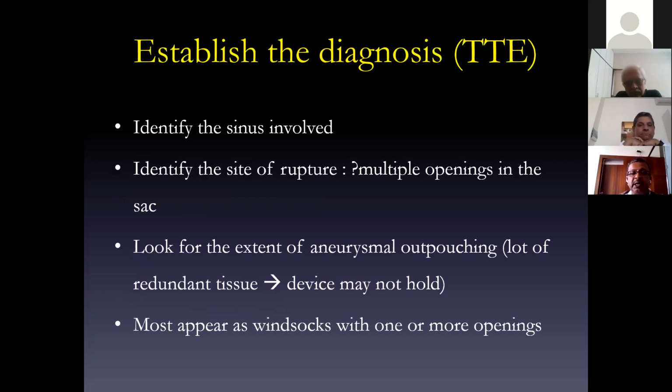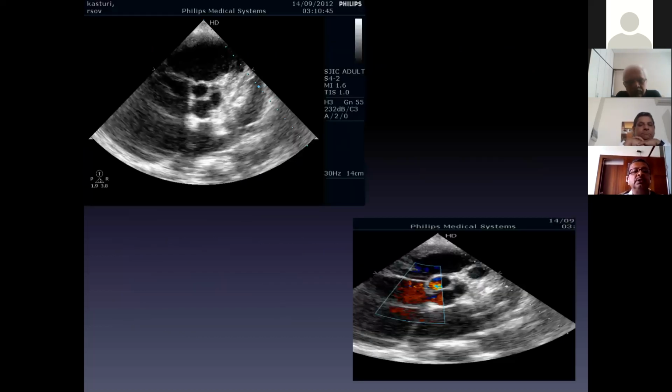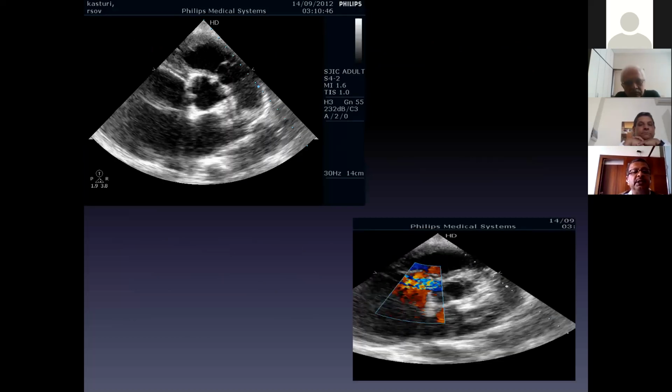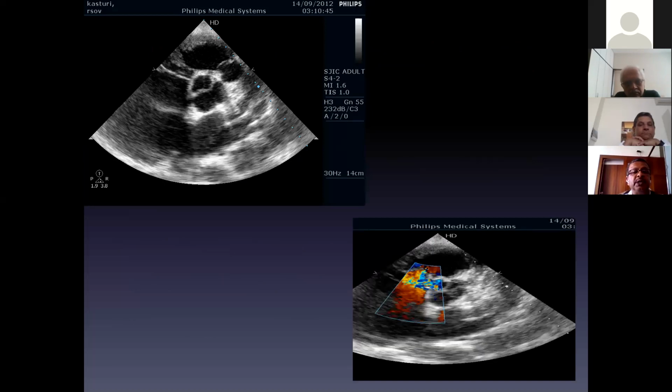A device may not be an option. A device may not hold. In fact, in a couple of cases, we have failed because of the long extent of the aneurysmal outpouching with a lot of tissue. Most appear as windsocks with one or more openings. This is quite common. So here you could see the left and the first one, from the sinus, it is opening to the RV. This is from the right sinus.